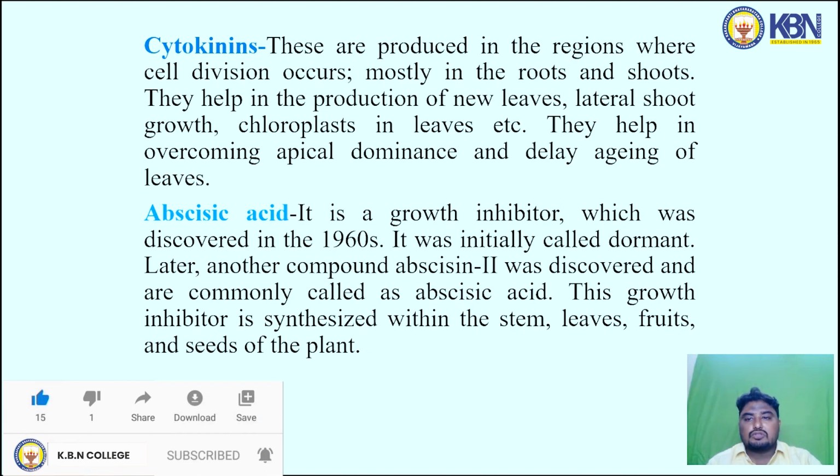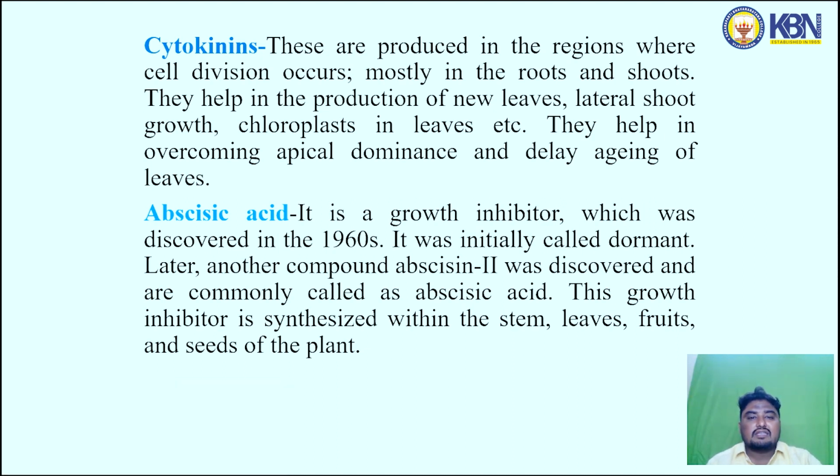Cytokinins. These are produced in the regions where cell division occurs, mostly in the roots and shoots. They help in the production of new leaves, lateral shoot growth, chloroplasts in leaves, etc. They help in overcoming apical dominance and delay aging of the leaves.